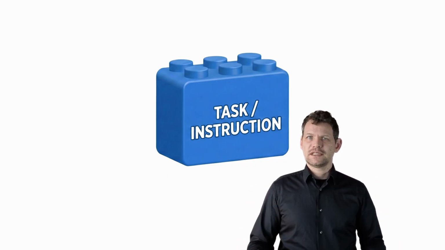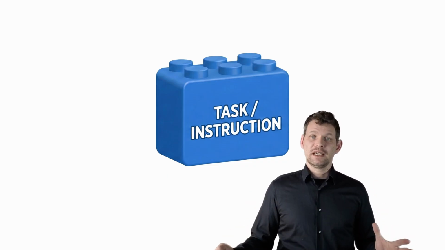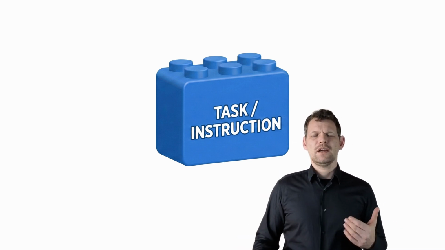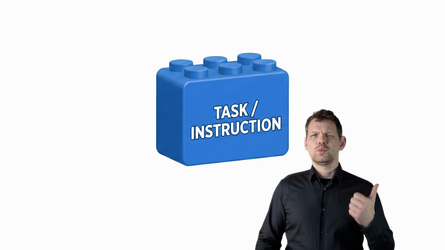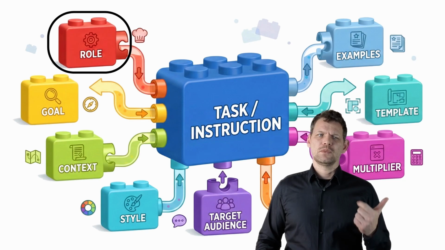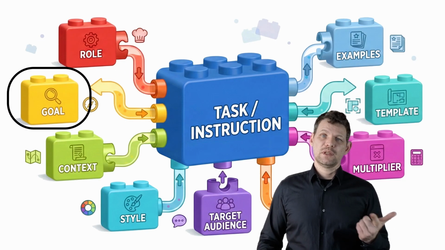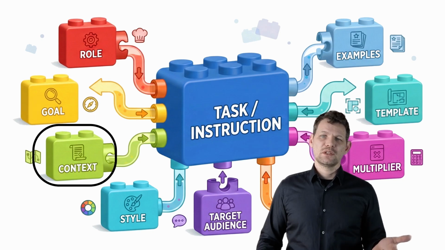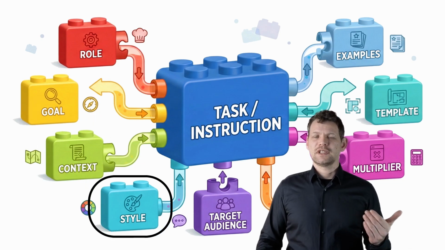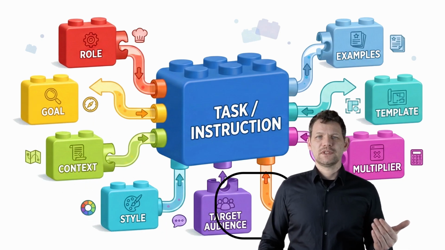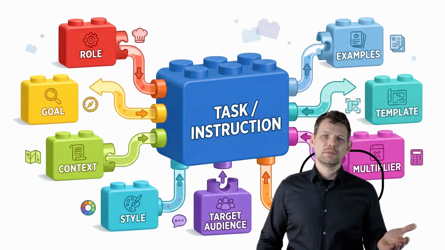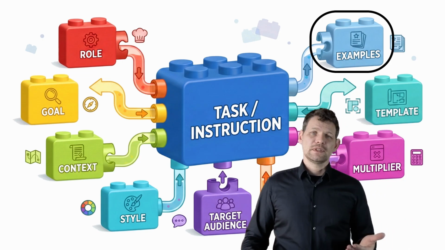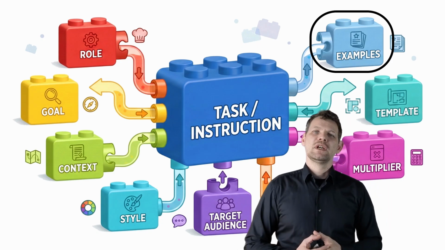So we need to do the same things. Think of ChatGPT or any AI for that matter as an assistant. So we have to consider, right? What is this person's role? What is the goal with this assignment that we're giving our new employee? What is the context? Which style do we want this in? Who's the target audience? What type of text do we want? Do we want a multiplier? Do we want a template? Do we want an example?